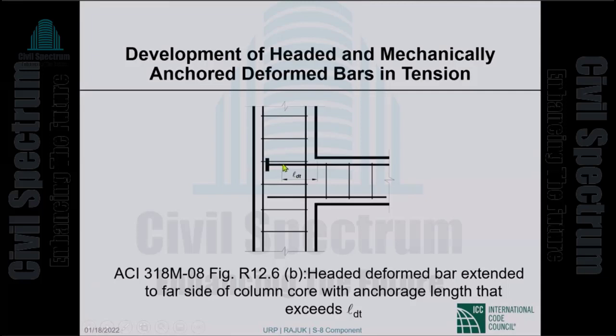But ACI 318 is saying take it as far as you can, subject to adequate cover being provided and subject to no interference with the column bars. So although the head could be terminated here, take it as far as you can towards the face of the column, still keeping sufficient cover and not interfering with column reinforcement. This is being recommended because that way you grab more compression concrete. Are you with me?